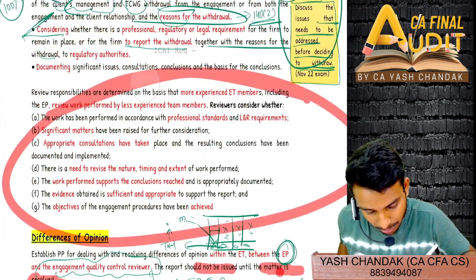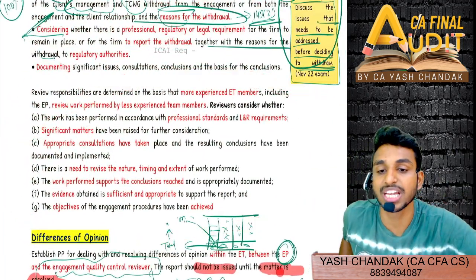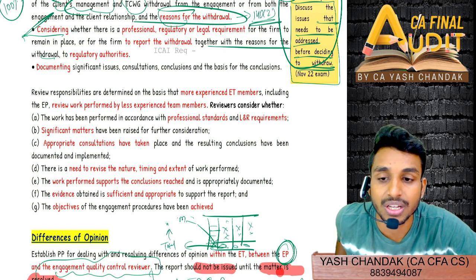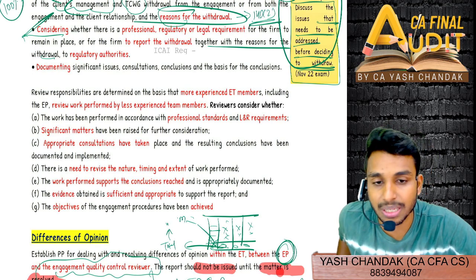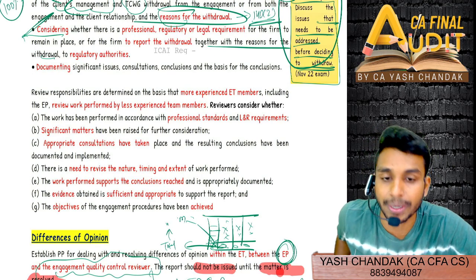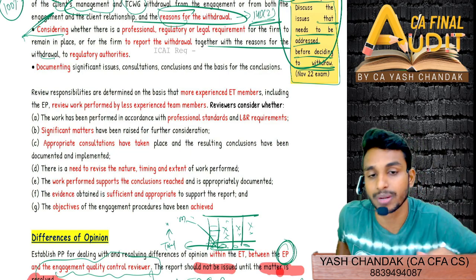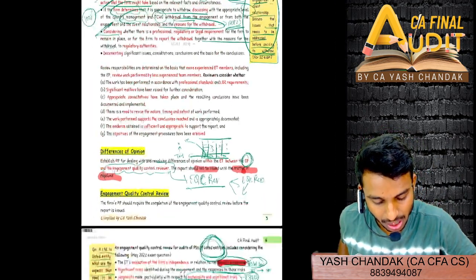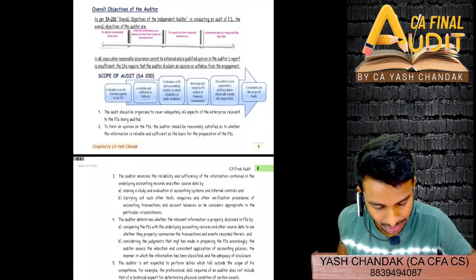And similarly, this question, particularly this question, where a more experienced engagement team member will have to review the work of the review carried out by less experienced engagement team members. And particularly, they will review what matters. They will particularly review all these matters. Are we clear with SQC1? Any doubt?